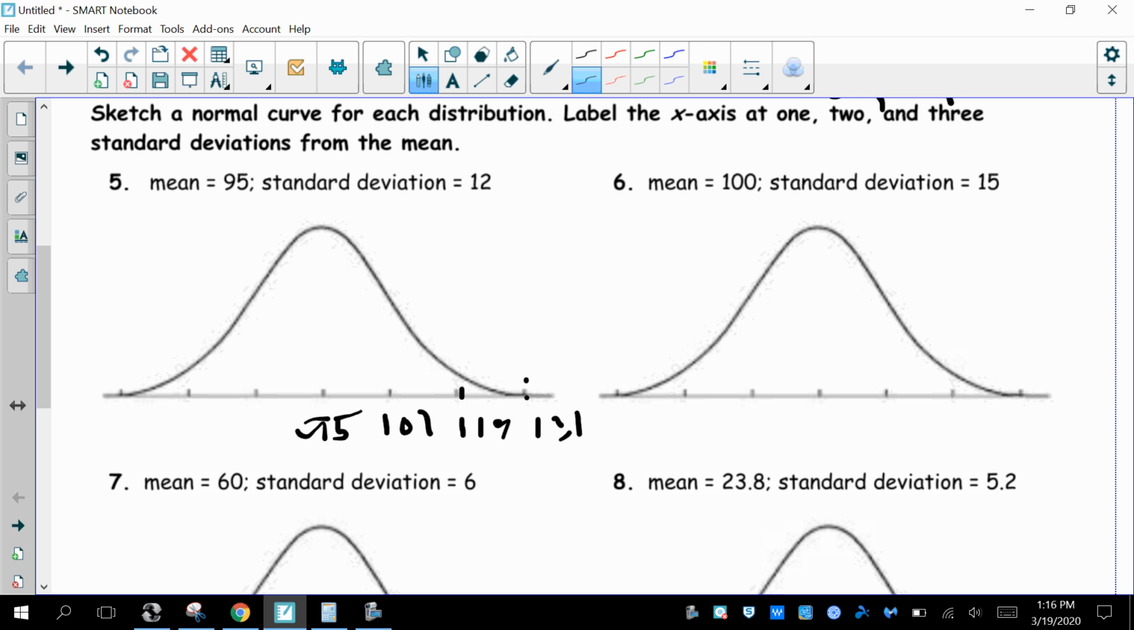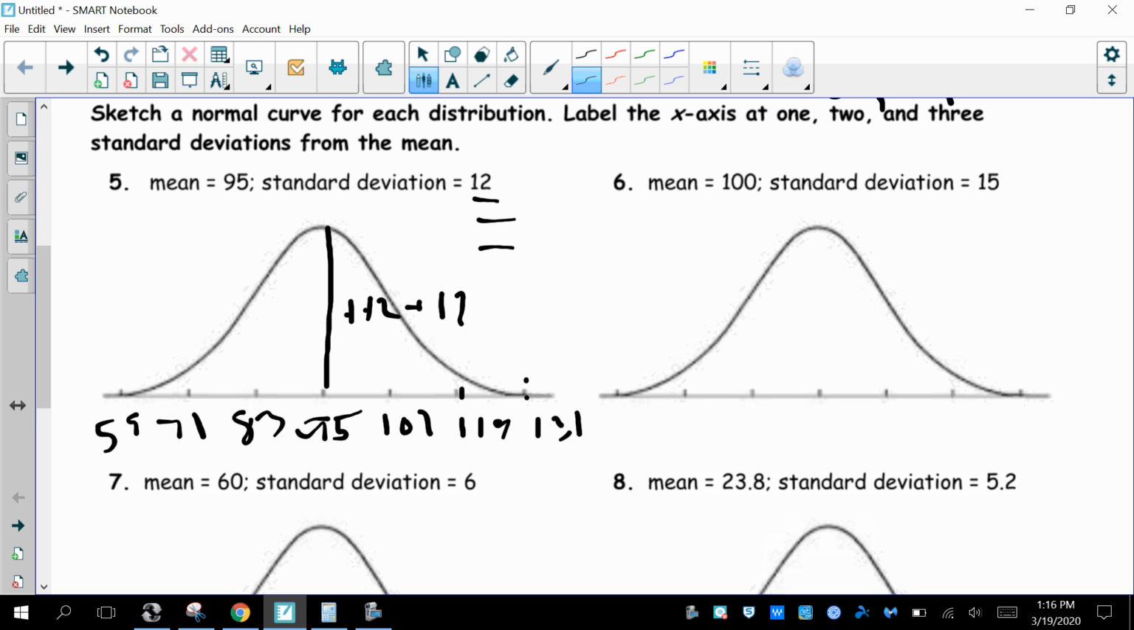Okay, so again, what are you going to do? You're going to start with your mean, and you're going to add this number, add it again, and add it a third time. Okay, going down the other way, we're going to subtract 12. 95 minus 12 is going to be 83. Minus another 12, 83 minus 12 is going to be 71, and 71 minus 12 is going to be 59. Okay? So again, what are you doing? Starting from your mean, plus 12, plus 12, plus 12, and then minus 12, minus 12, minus 12.